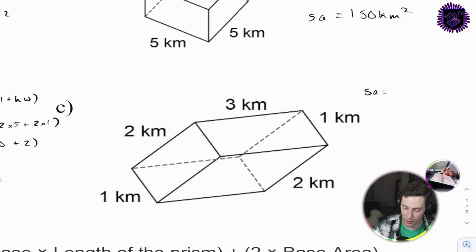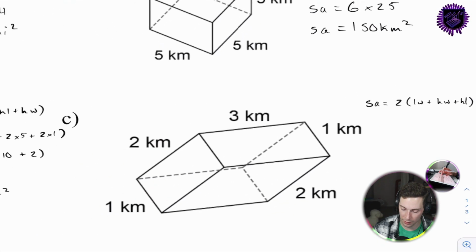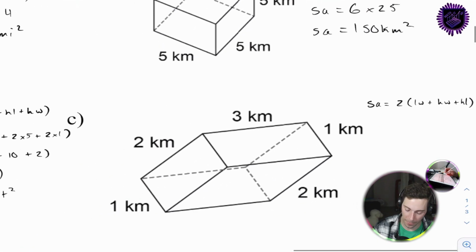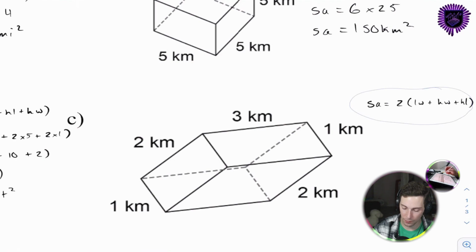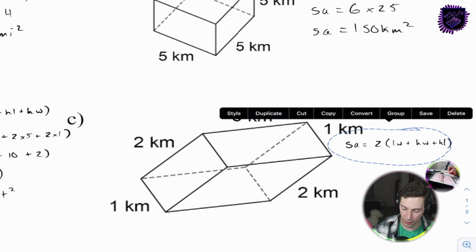Surface area will be equal to 2 times, and then in brackets, length times width, plus height times width, plus height times length. Running out of space here. I'm going to drop this one down a little bit to get some more room.